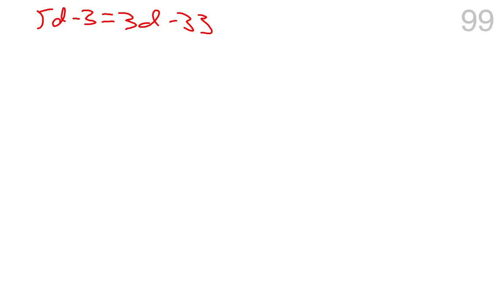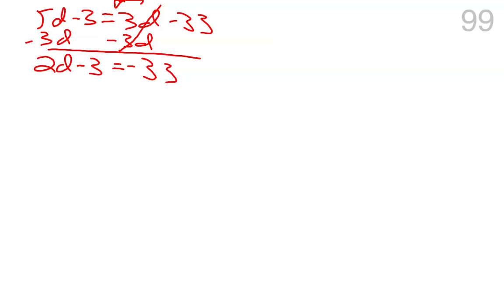Look, what kind of 3d is this? You have to peek in front. What kind of 3d is it, everybody? It's a positive. Are these on the same side or on opposite sides? So you have to do the opposite operation. So you have to do minus 3d. And you get 2d minus 3 is negative 33.